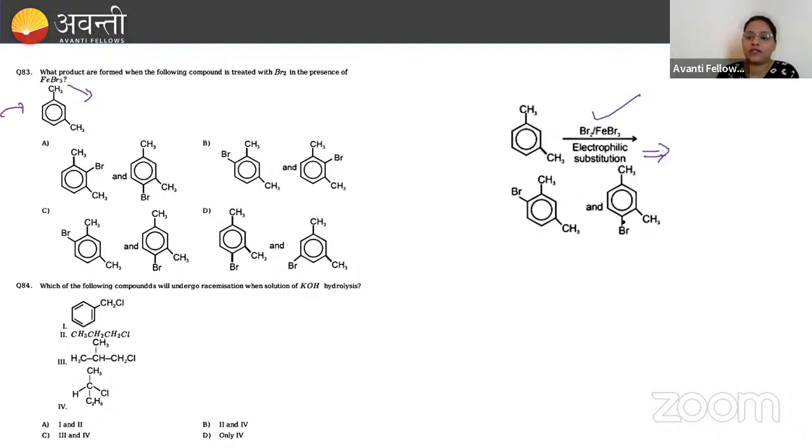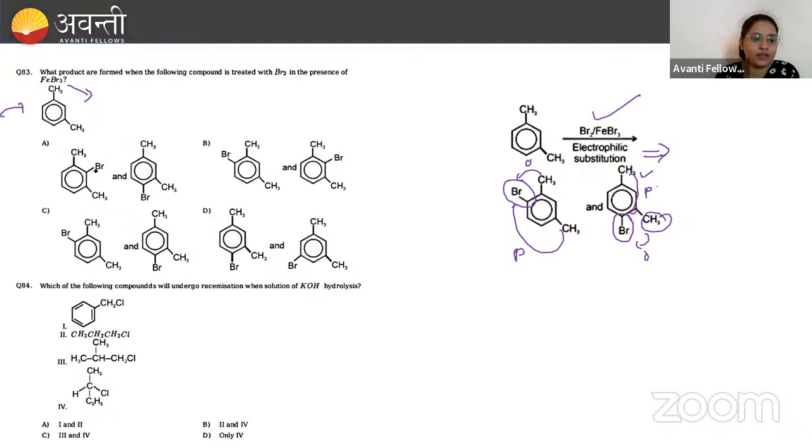When this reaction takes place, there is a formation of para with respect to this CH3 and there is a formation of ortho para. Or with respect to this, ortho, and with respect to this, para. Similarly, with respect to this, ortho, and with respect to this, para. So the ortho-para product is more suitable.